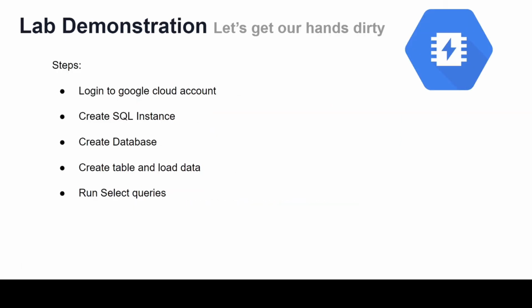Now we will start with our hands-on lab. These are the steps involved. Firstly, we will log into our Google Cloud account. We will then create the required type of database instance. After that, we will create a database inside our instance. We will then create a table for our database and load data into it. And finally, we will run some SQL select queries on our data. Now let's get started with our lab.